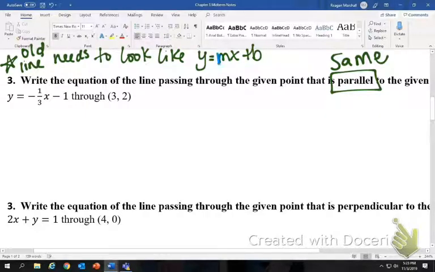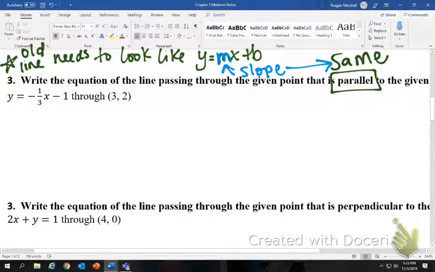Here's why. M represents the slope. In order to know what the same slope is, you need to know what the old slope is. So if it's not written in slope-intercept form, which is y equals mx plus b, you need to write it in slope-intercept form. Okay, so you would solve for y. In this first problem, it's already written like that. Y equals mx plus b.